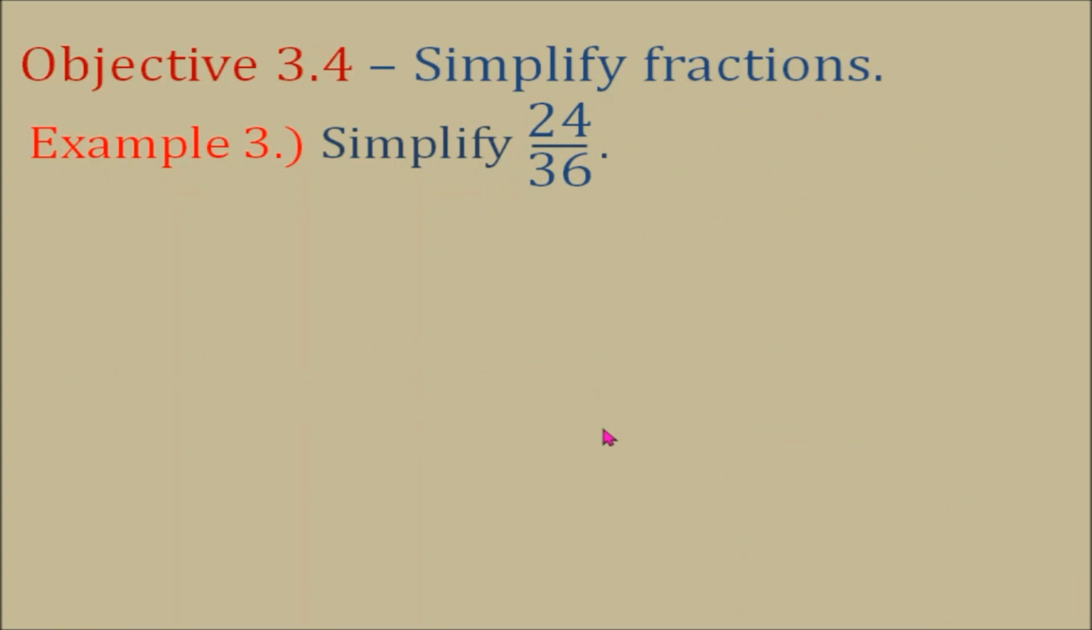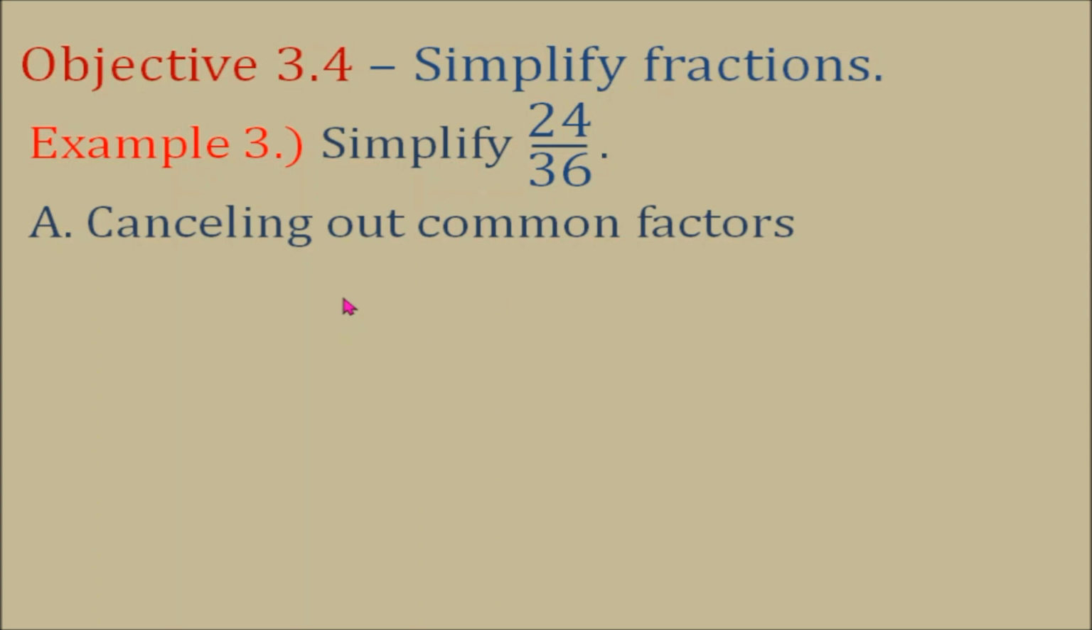Objective number 4, simplify fractions. Example number 3, simplify 24/36. We can simplify fractions in many ways. One of them is canceling out common factors. Here we give the prime factorization of both the numerator and the denominator. The factors of 24 are 2 times 2 times 2 times 3, while the factors of 36 are 2 times 2 times 3 times 3.